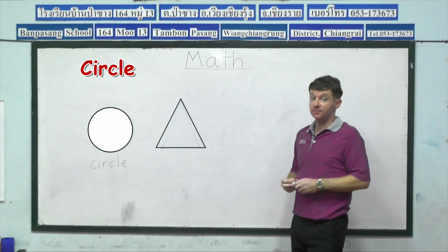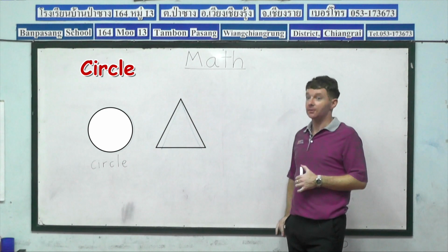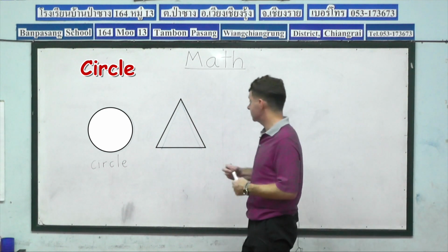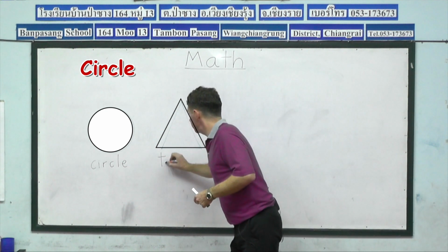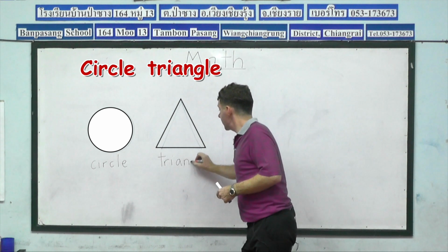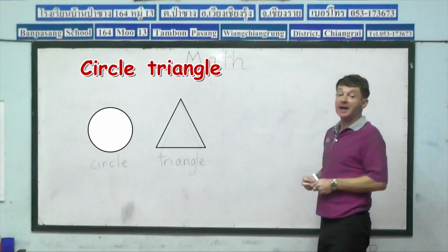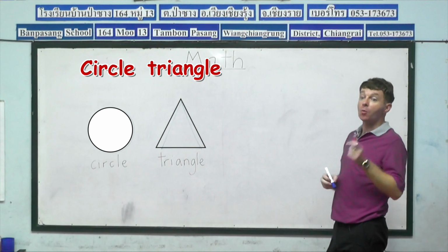Excellent. How many sides? 3. How many corners? 3. Okay, how do we spell triangle? T-R-I-A-N-G-L-E. Triangle.